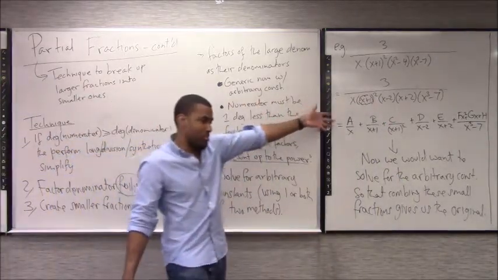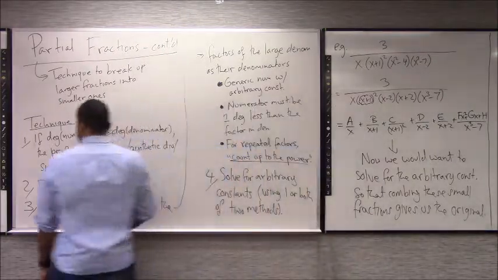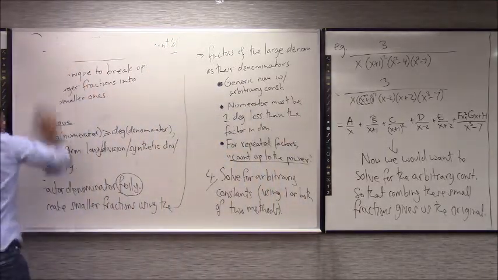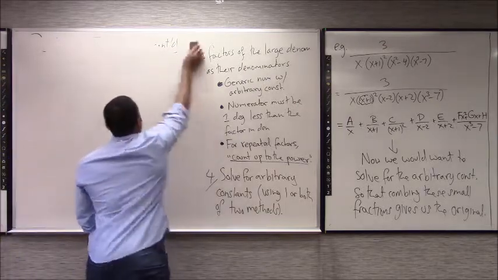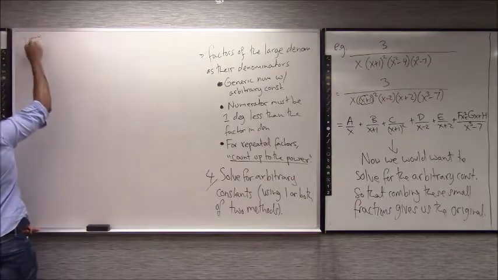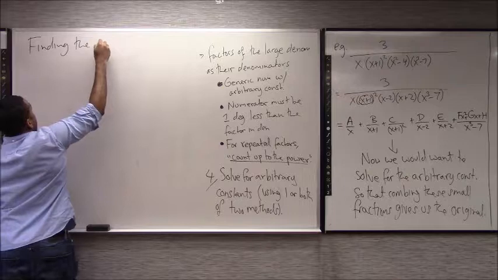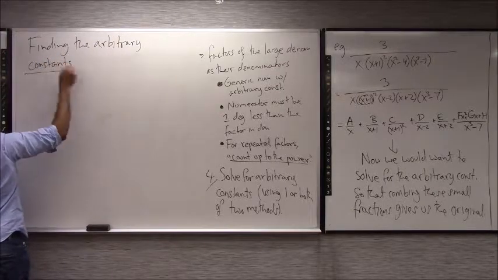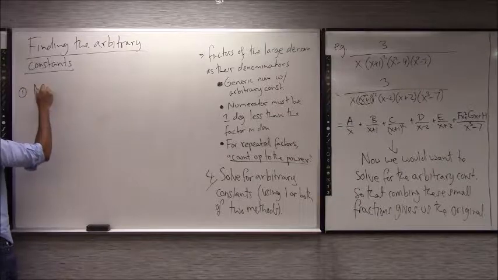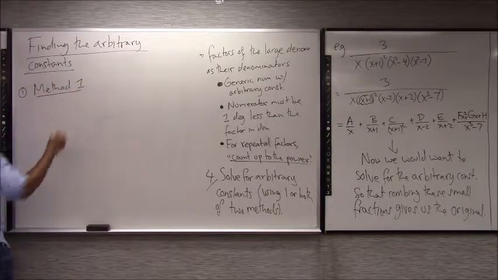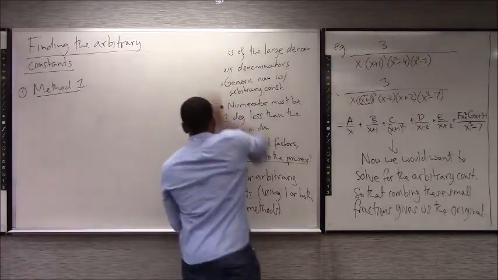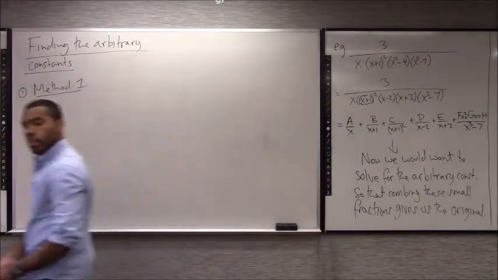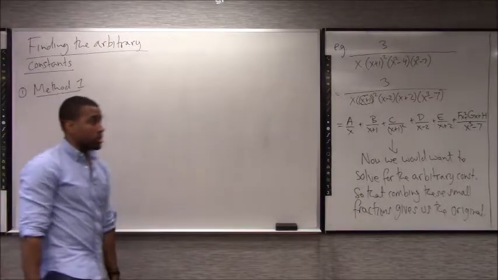I'm not going to go further with this one because this example would take us forever to find all these constants, since these methods tend to end up with a system of equations to solve or something similar. So now let's look at finding those arbitrary constants. I'm going to describe to you method 1 for finding these. Both methods start out the same way, but how you execute the last part is different. So here's method 1.